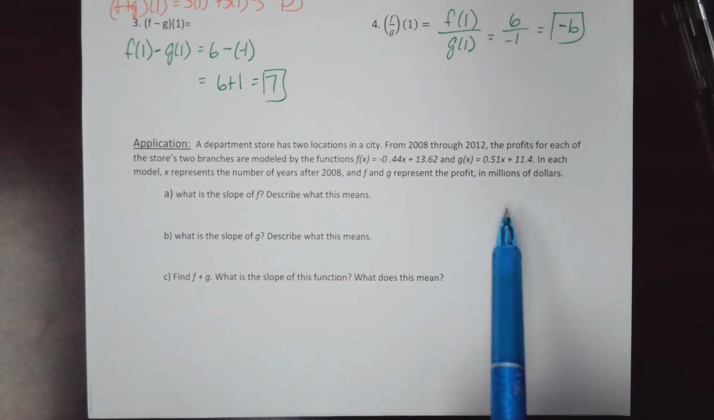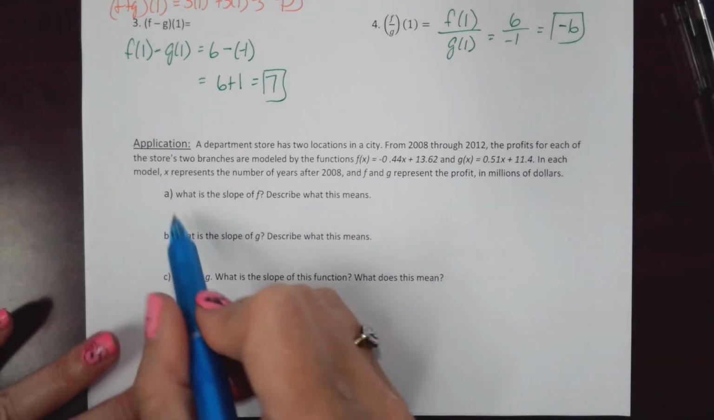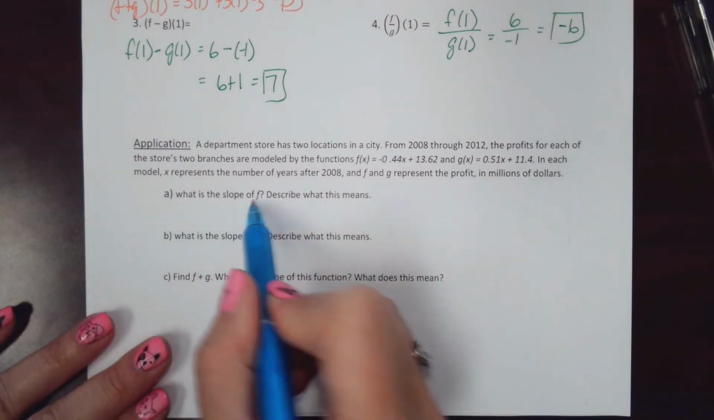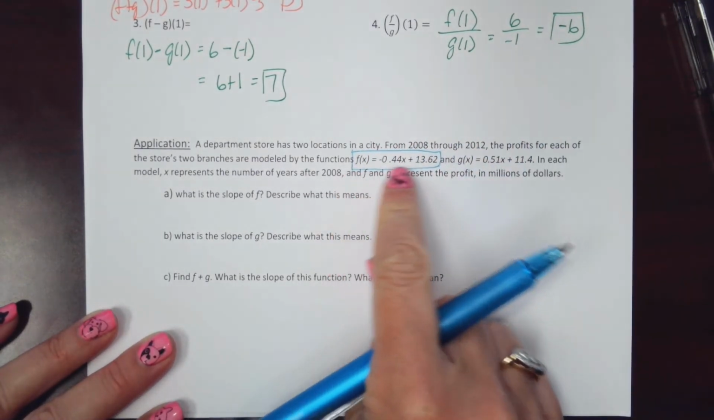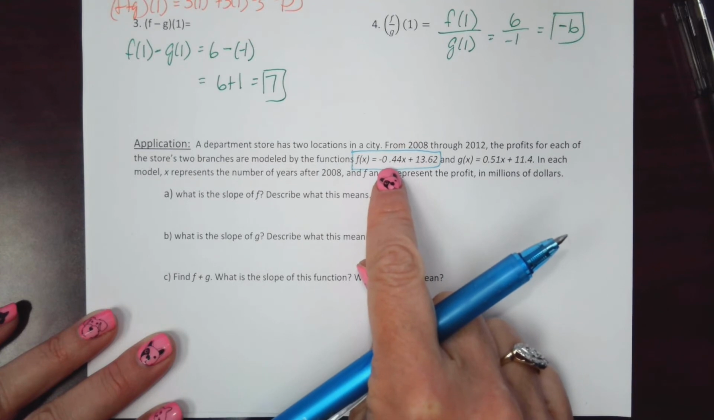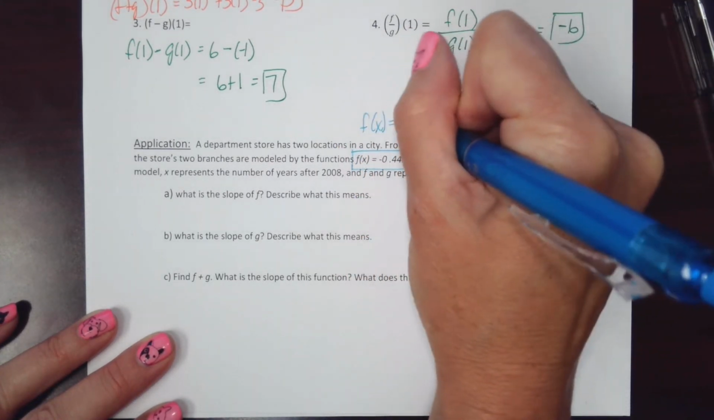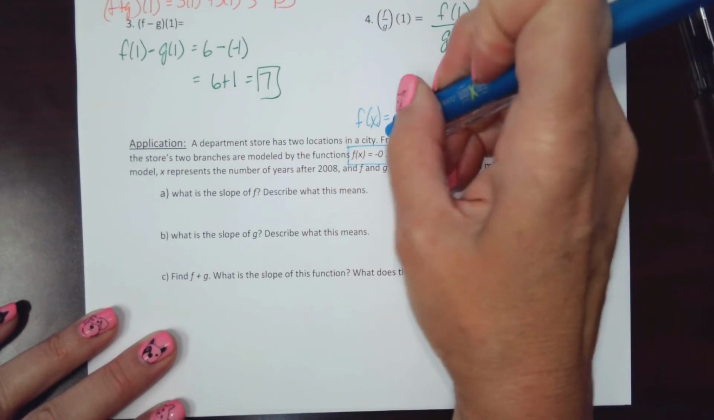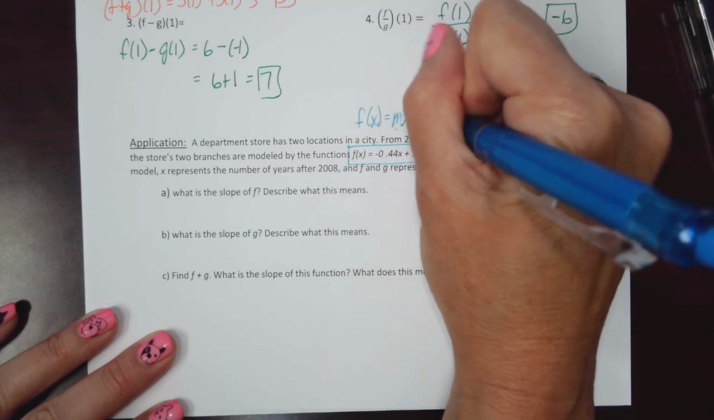So we're not doing calculations. We're thinking about what these things mean. First question, what is the slope of f? So my first store, there's the function. This function is a linear function because it's just in terms of x, and it's in slope-intercept form. F of x equals y. F of x does equal y, but I didn't mean to write it down. mx plus b, slope-intercept form.